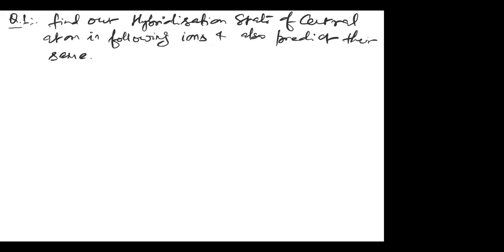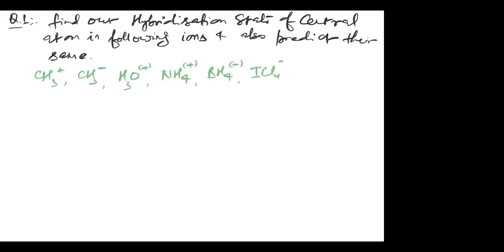As far as ions are concerned, this may be, let's say, CH3 plus. It may be CH3 minus here. This may be hydronium ion. This may be NH4 plus. It is BH4 minus. The ions may be ICl4 plus, ICl4 minus. This may be ICl2 plus, ICl2 minus. It may be I3 plus, I3 minus, and so on. So you have to find out the hybridization state of the central atom in the following ions.